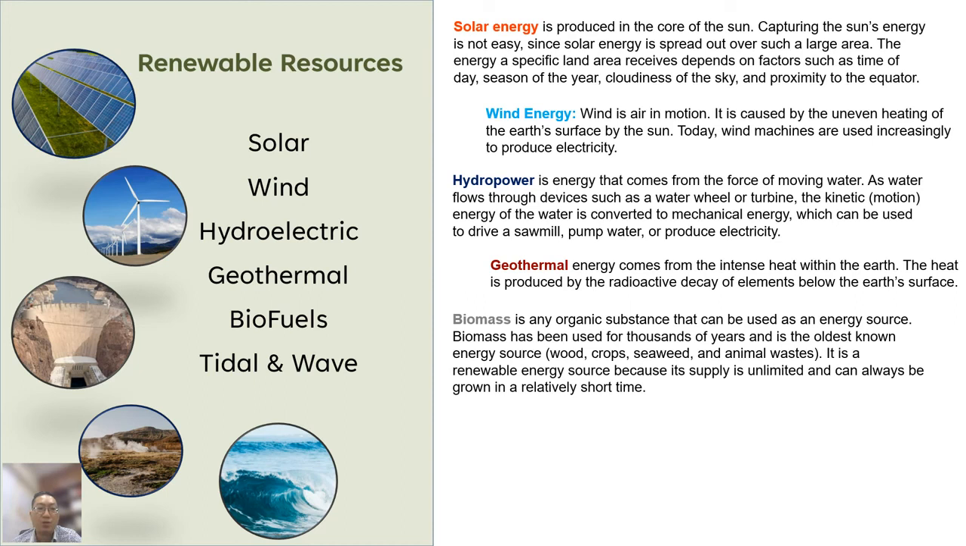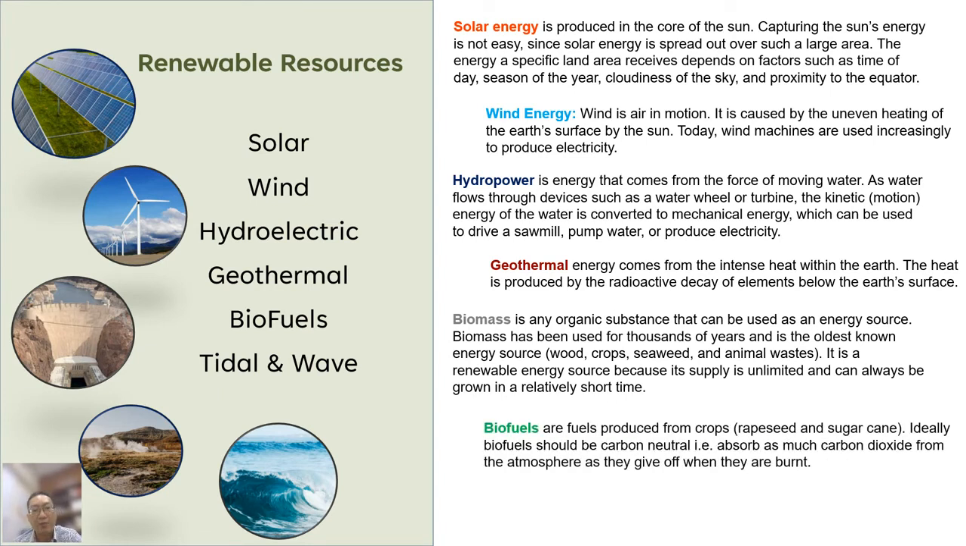We also have biomass. It is any type of organic substance that can be used as an energy source. Biomass has been used for thousands of years, and it is the oldest known energy source, such as wood, crops, seaweed, and animal waste. It is a renewable energy source because the supply is unlimited and can always be grown in a relatively short time.